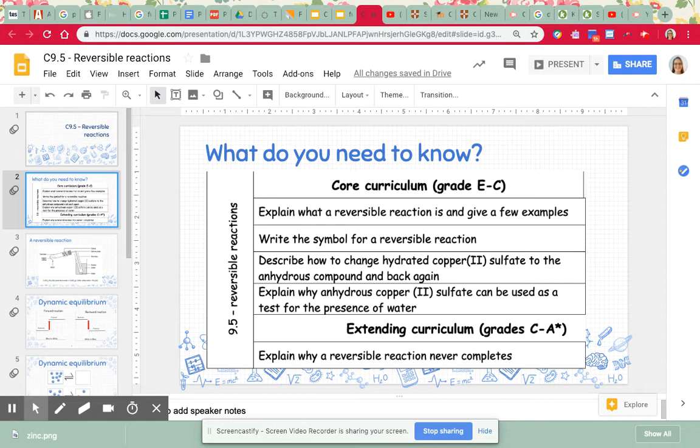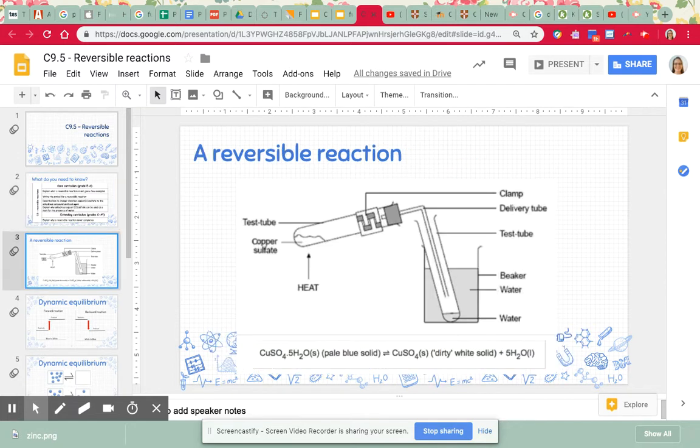So you need to be able to explain why anhydrous copper 2 sulfate can be used as a test for the presence of water. We're going to look at this reaction in a lot more detail in a moment. If you're going for the extended paper, you need to be able to explain why a reversible reaction never completes, and that's related to dynamic equilibrium. So all the dynamic equilibrium stuff, you need to really understand that for the extended content.